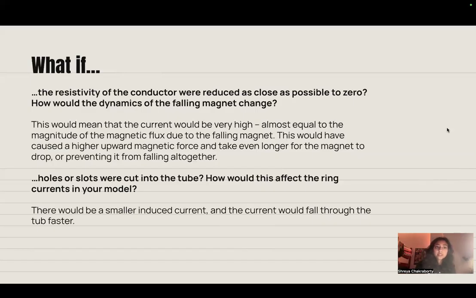With our what-ifs, we consider the first one: if the resistivity of the conductor was basically zero, that would mean our current would be super high, and the magnetic force would counteract the force of gravity more, so the magnet might not even fall through, or would be really slow. Second, if there were holes or slots cut into the tube, the induced current would be a lot smaller with less area to go through, and so the magnet would fall through the tube faster.